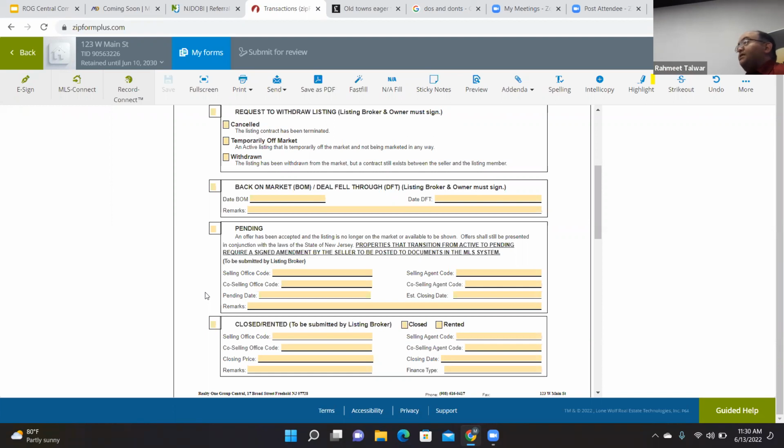But if you're working with a buyer, you would want the other side locked up as soon as it's signed. And that's the real purpose of this pending thing. It says it's off the market.